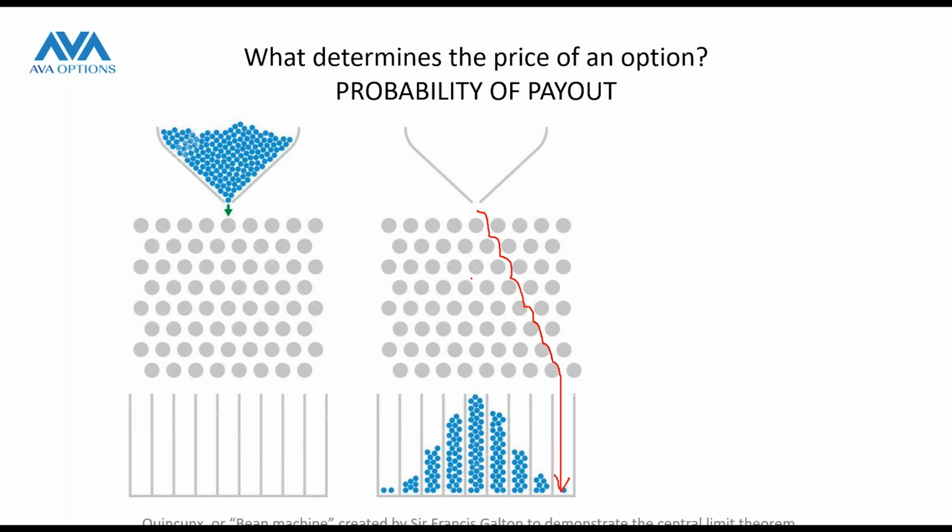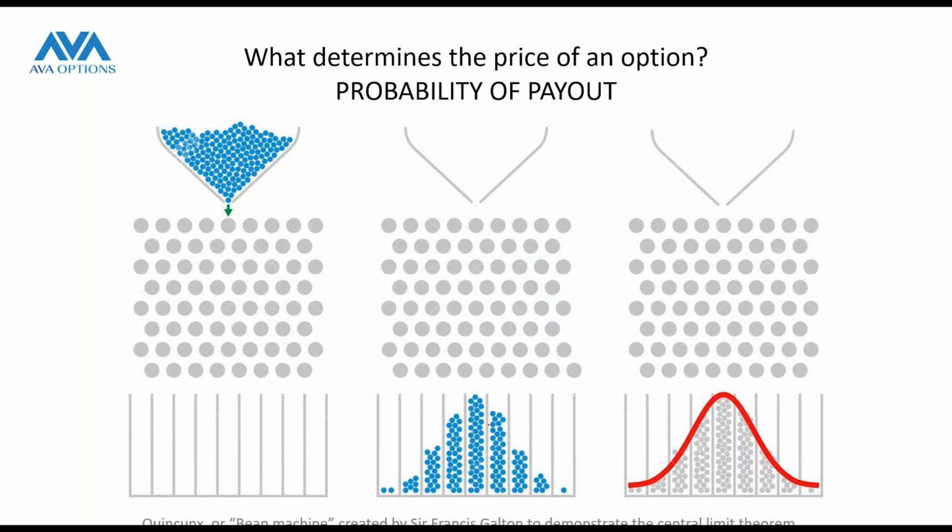Since there's a 50-50 chance every time, the chance of getting to this outside bucket is 0.5 times 0.5 times 0.5 times 0.5, etc. So this is going to give us this distribution. And what does this distribution look like? It looks like this normal distribution. Every time we run this exercise, we're going to end up with this sort of a distribution.